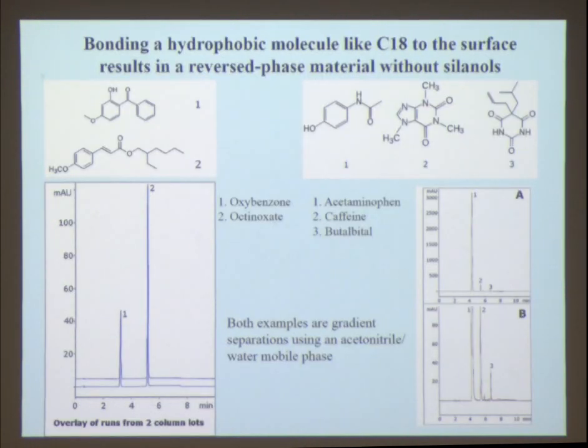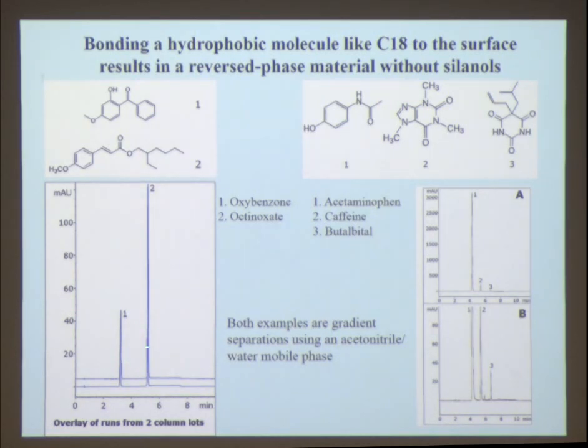Okay, so this is the C18, the most common type of separation used, reverse phase. If we bond a C18 to the surface, we can do that as easily as organosilanization. We get very good retention of all these different types of hydrophobic compounds, and these are gradient separations.